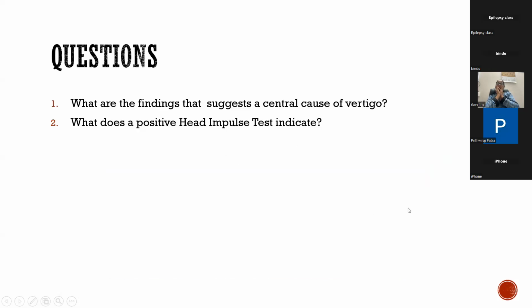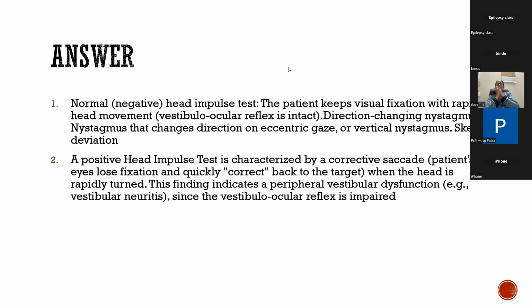And what are the findings that suggest the central cause of vertigo in the HINTS test? A normal or negative head impulse test, direction-changing nystagmus, and positive skew deviation are more suggestive of a central cause. And a positive head impulse test is characterized by corrective saccade, that is, the patient's eyes lose fixation and then quickly correct back to the target when the head is rapidly turned. So this finding indicates a peripheral vestibular dysfunction, that is, the VOR will be impaired.